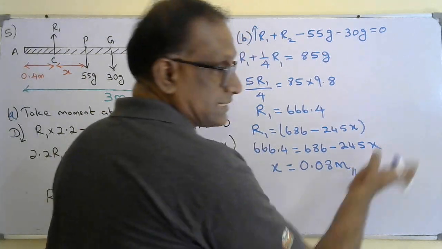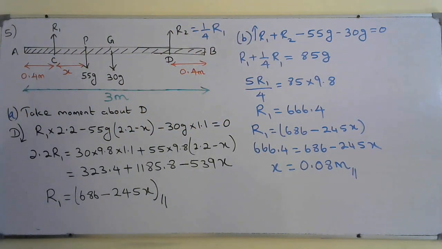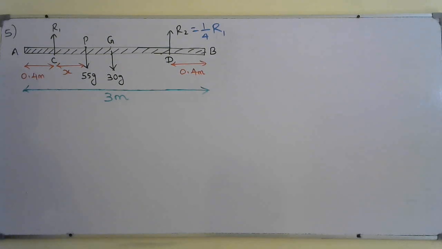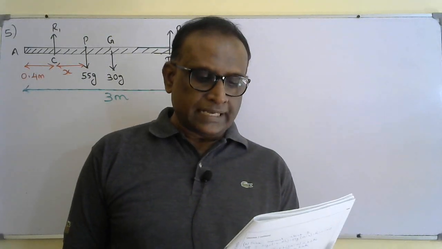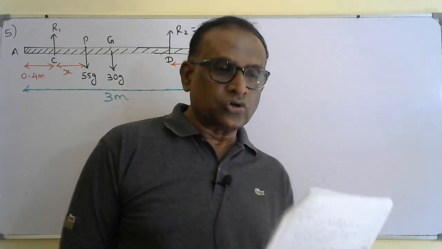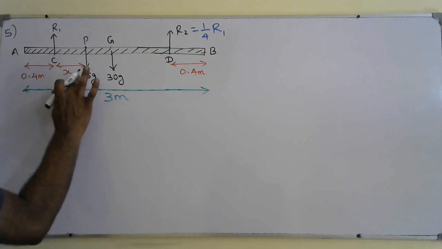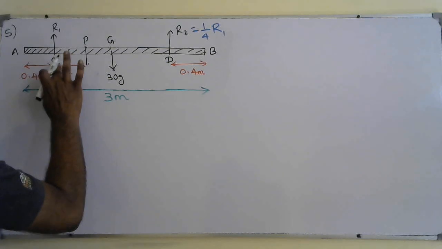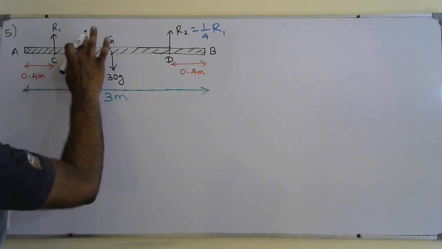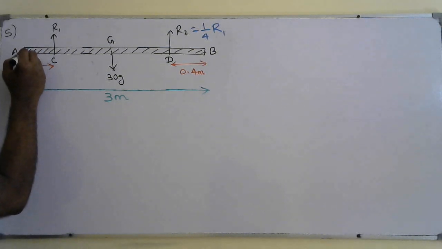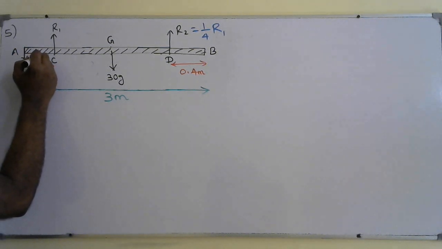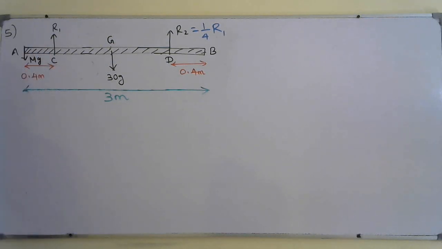Or if you want, you can give it in centimeter, 8 centimeter. Okay, part C. The person steps off the beam and places a package of mass m kilogram at A. So this would be there. So a package of m kilogram at A. So there will be mg at A, right?